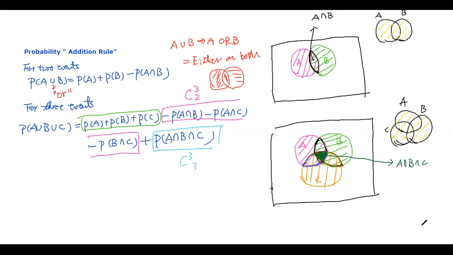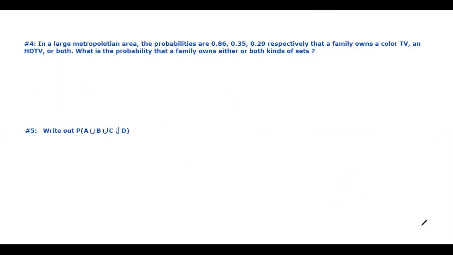Now let's take a look at our problems. The first problem says in a large metropolitan area, the probabilities are 0.06, 0.35, 0.29, respectively, for a family owning color TV, HD TV, or both. What is the probability that the family owns either or both? I find this, either or both.